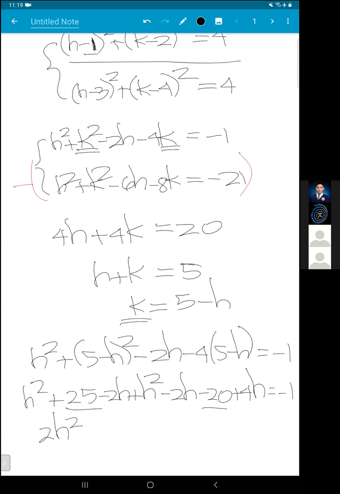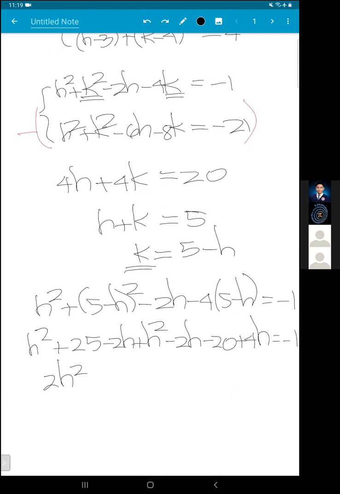Okay, it's minus 20 plus 4h minus 2h. So if my calculations are correct, this is what will become of the equation. So 25 minus 20 is 5. Let's just rewrite that. Okay. The problem with this one is it does not have a solution.